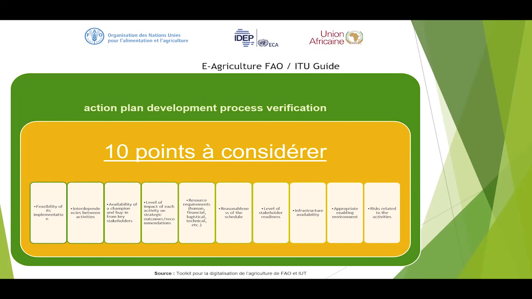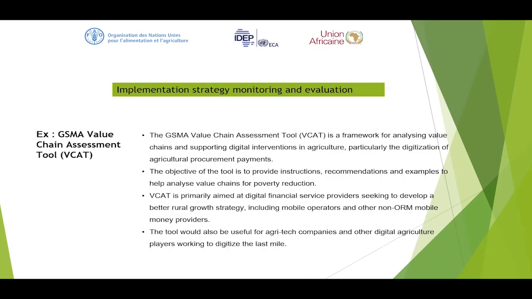Then the reasonableness of the schedule. Is it achievable within that time frame? And then the level of stakeholder readiness, are they ready to take it on? I mean, they are very self-explanatory. And then I spoke about infrastructure previously, the enabling environment, and then the risks related to the activity. So that's the 10 points of the action plan development process verification for the FAO ITU guide.